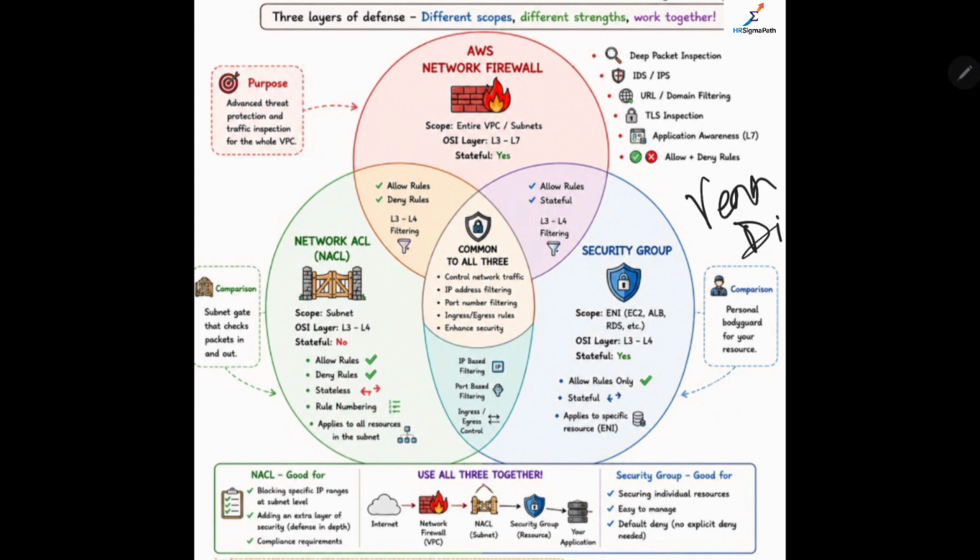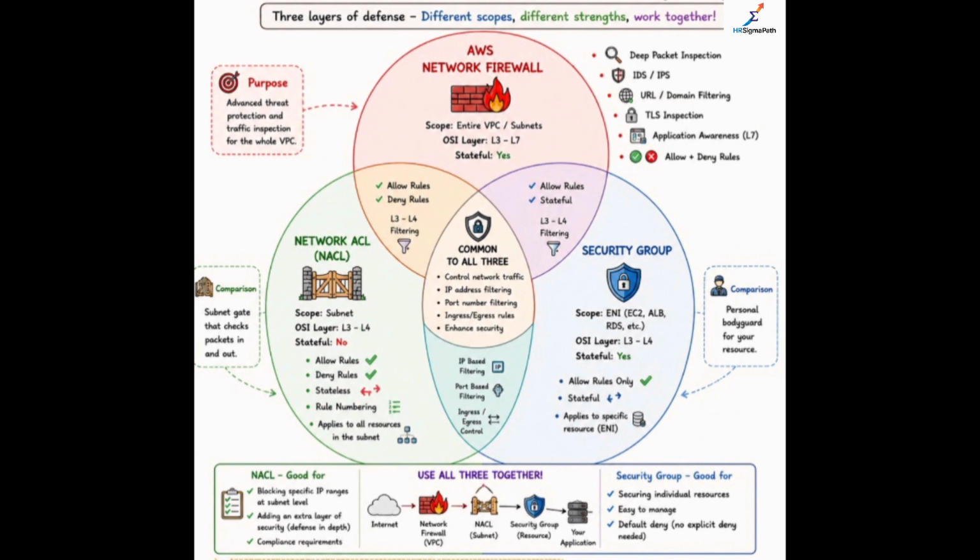So we'll start with this explanation. At the very top, notice the title: AWS Network Firewall versus Network ACL versus Security Group. The diagram says three layers of defense here. Different scopes, different strengths, work together. This single sentence is actually the main takeaway of the entire diagram. It tells us that AWS does not expect you to choose only one of these security controls. Instead, each one protects your network at a different level, has its own strength, and together they provide multiple layers of security.